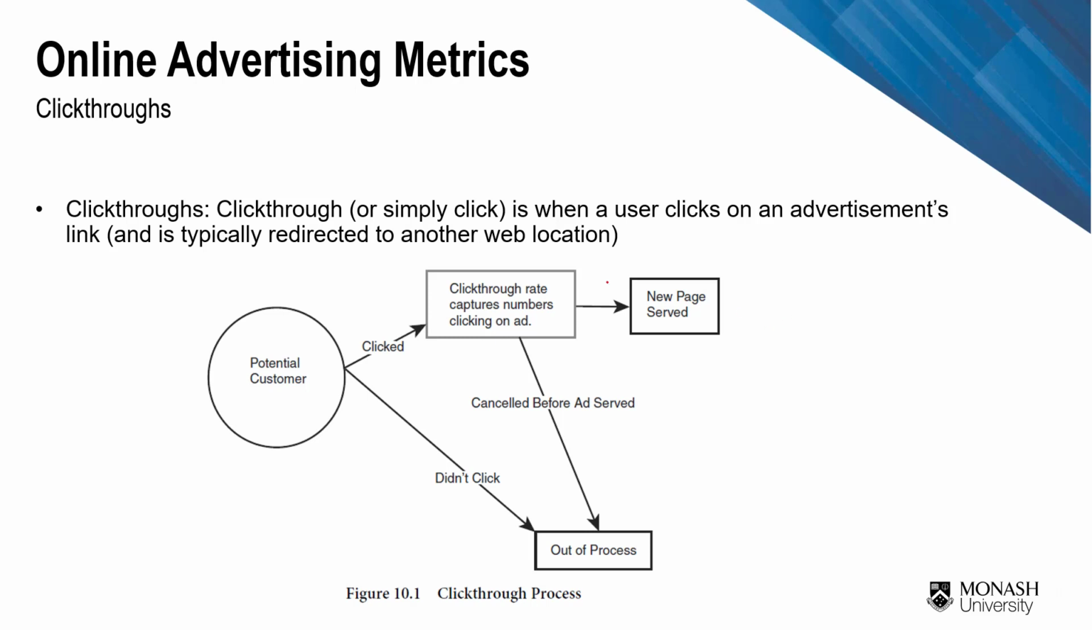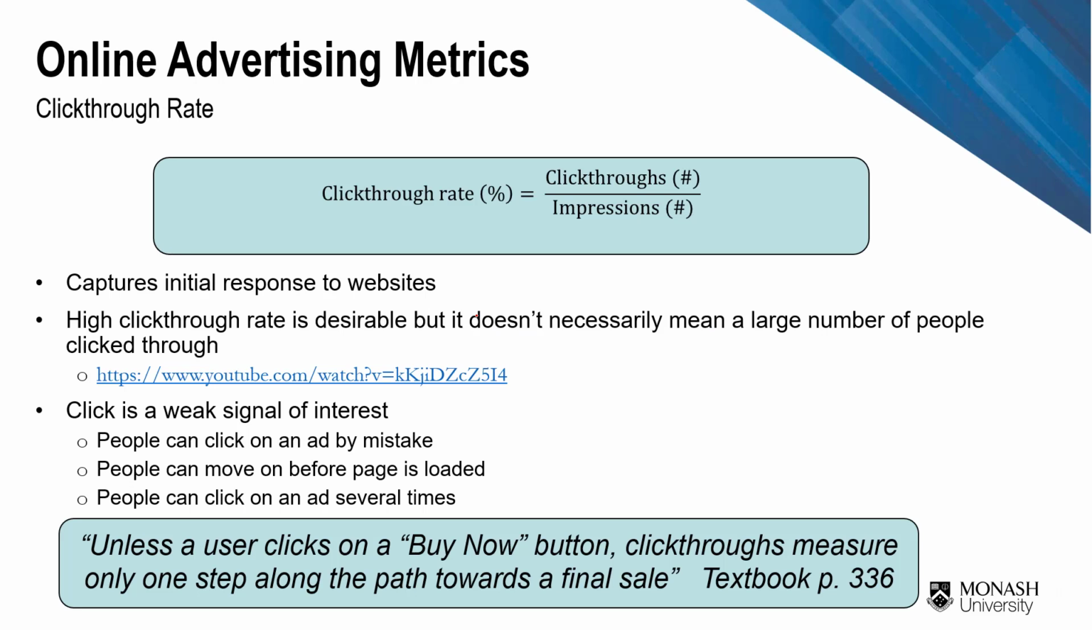Okay, so let me just read out the definition. The click-throughs is basically when a user clicks on that advertisement link, just as simple as that. The click-through rate, in percentage, gives you the click-throughs in numbers: how many times you have clicked through that advertisement divided by the impressions. Impression is again like exposure. So how many times have you been exposed to the advertisement, and how many times you actually click.